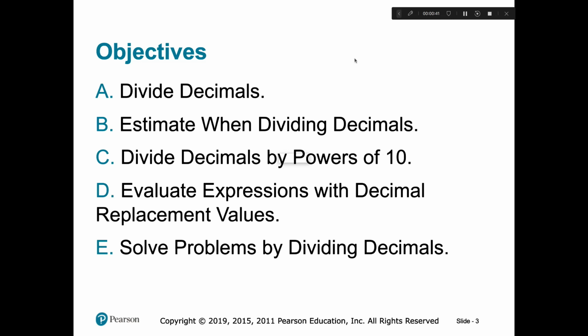dividend is. The dividend is the number you are dividing. That's the number that's inside the box. The divisor is what you are dividing by. That's the number outside the box.